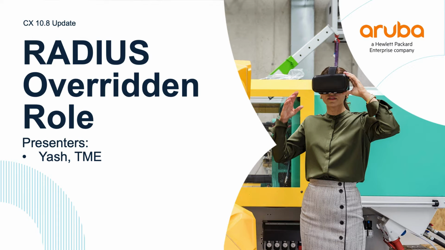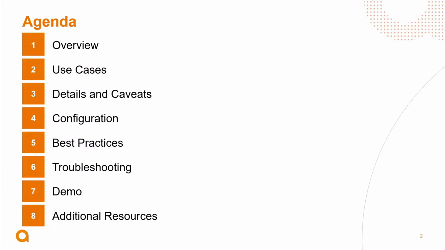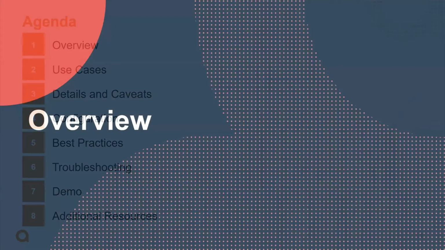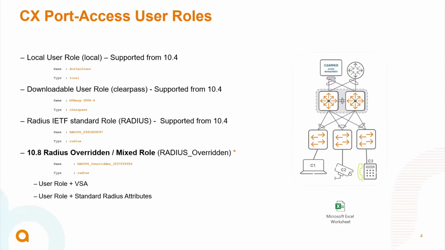Along with that, it has two more use cases. One I told you about, the egress VLAN. Another one is the voice, to send a device as a voice attribute. You can do that. Another use case is redirecting the clients with a different URL, a captive portal URL. So all these four use cases are going to be part of this interesting feature, which is known as RADIUS overridden role or mixed role.